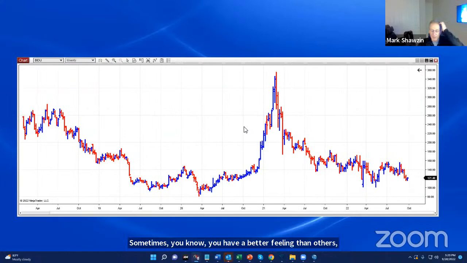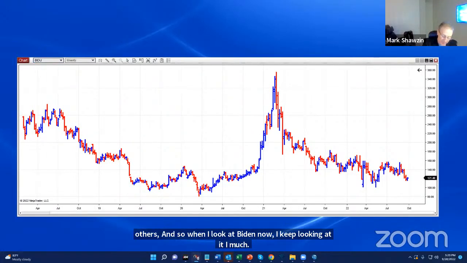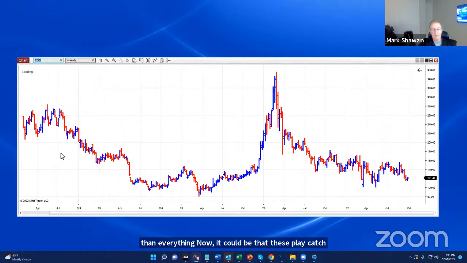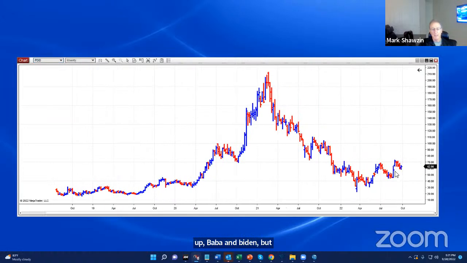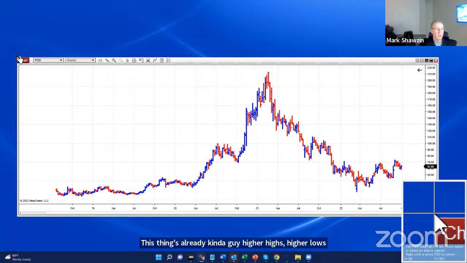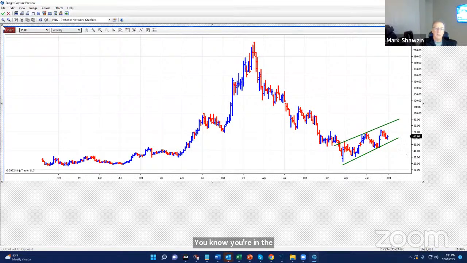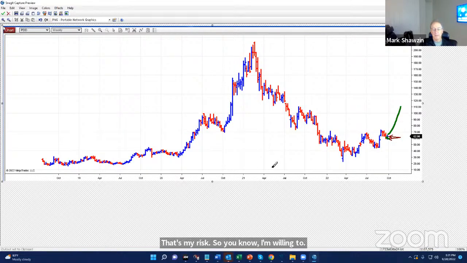And so when I look at Baidu now, I keep looking at it. I much prefer, if you're going to do something, PDD looks better than everything. Now, it could be that these play catch up, Baba and Baidu, but I took a bet on everything. So this looks like the best of them all. On a relative basis, this thing's already got higher highs, higher lows, and this is the horse I would bet on. You're in this channel here, and I don't know. But again, I just fool around with certain areas where I get in here, and in my mind, that's my risk. I'm willing to risk this for that every day of the week and Sunday. So we'll see what happens.